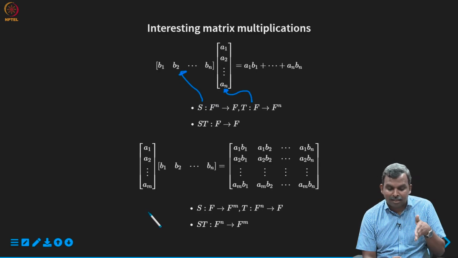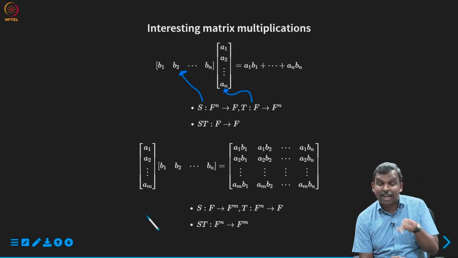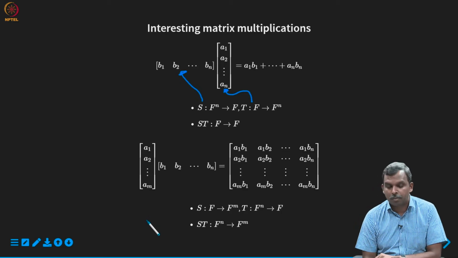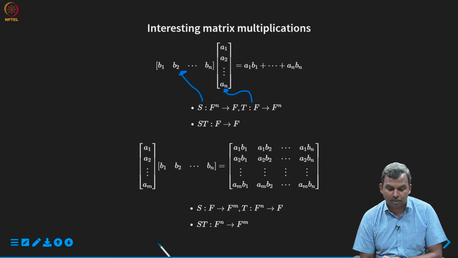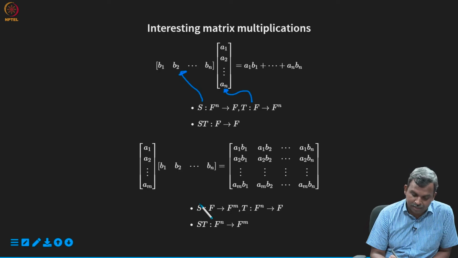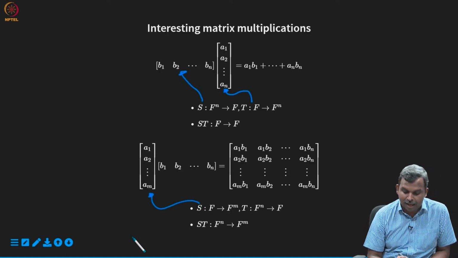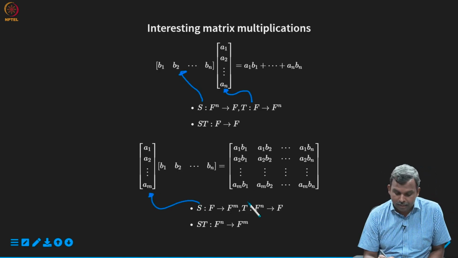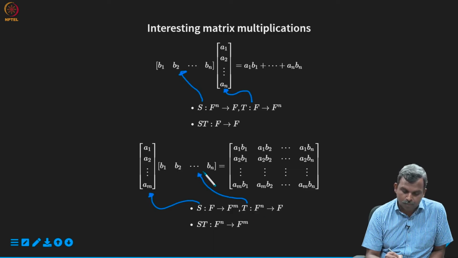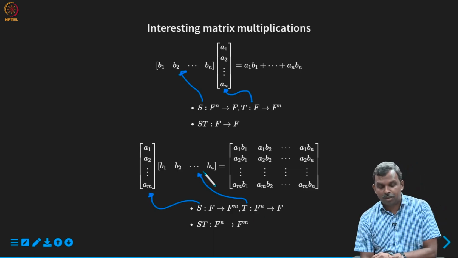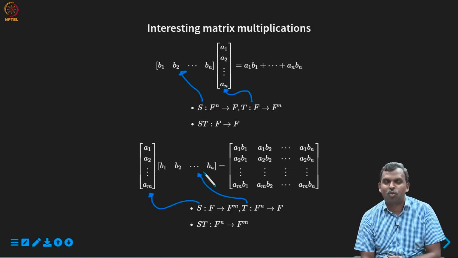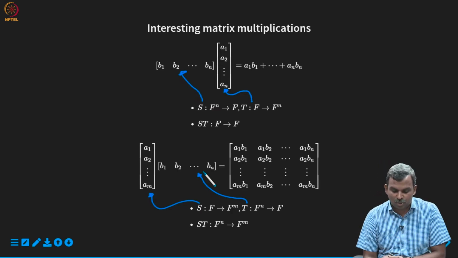So that will give you a rectangular matrix, an M cross N matrix, and that also has a nice correspondence with linear maps. This S here is an F to Fm map. This T here is an Fn to F map. So when you compose ST, you go from Fn to Fm. Okay. So these are all things to nicely think about.